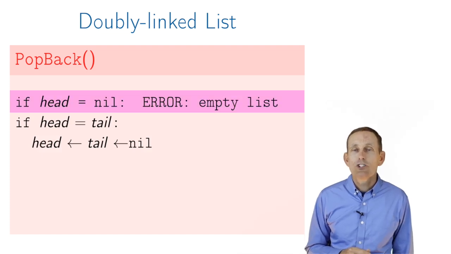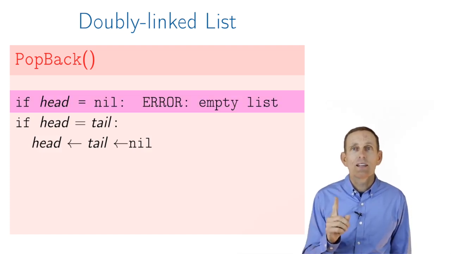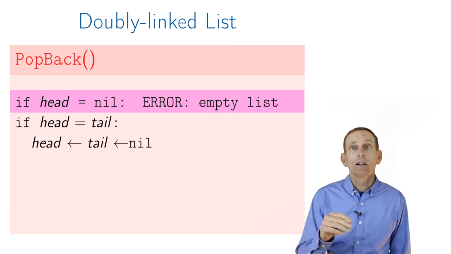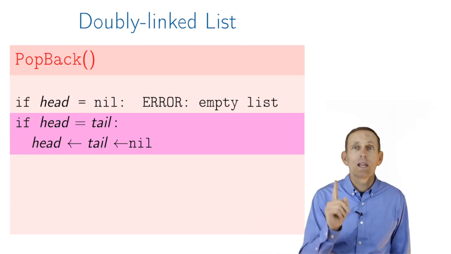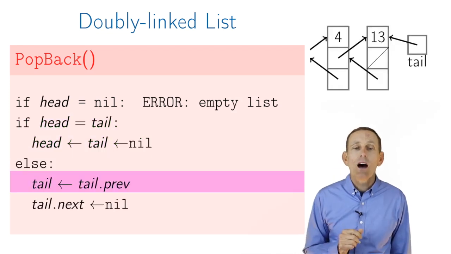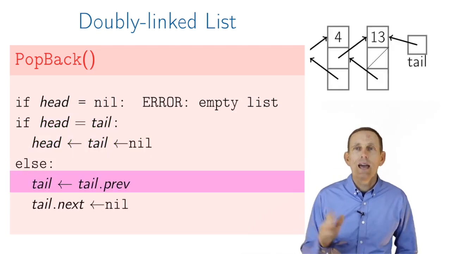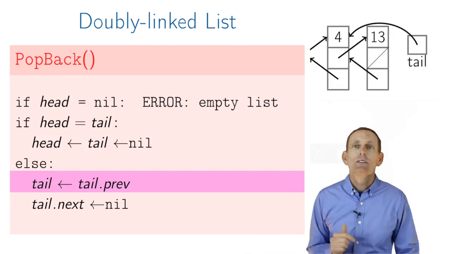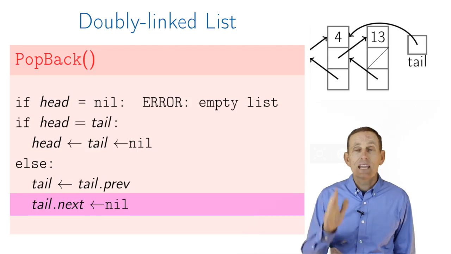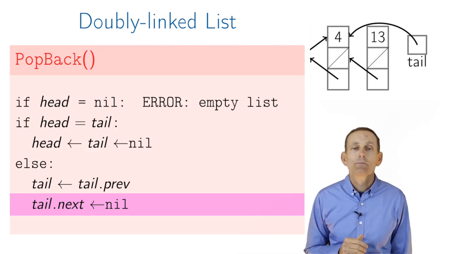Popping the back is also pretty straightforward. We're going to again check to see whether this is first an empty list, in which case it's an error, or a list with only 1 element, in which case it's simple. Otherwise, we're going to go ahead and update our tail to be the prev of the tail, and then update the next of that node to be nil.